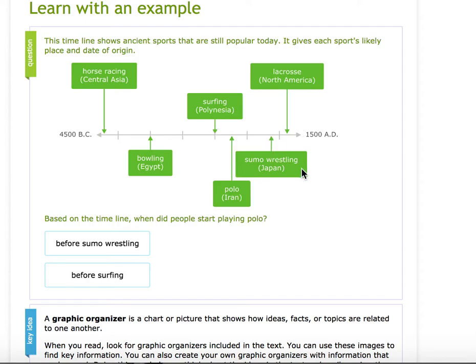All right, now that I understand the chart, I'm going to read the main question. Based on the timeline, when did people start playing polo? My first step is going to be look for polo. I see polo. Okay, great. I know I'm looking here. If I'm thinking when, see, after surfing and before sumo wrestling. So I see before sumo wrestling. Yep, that happened. Before surfing? No, it happened after surfing. I know the right answer is before sumo wrestling.